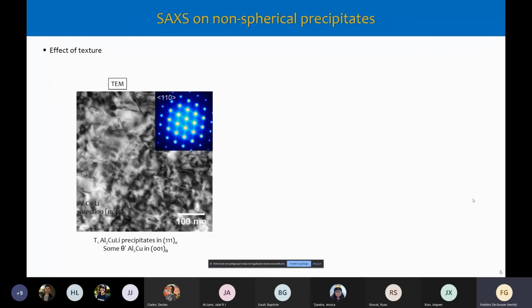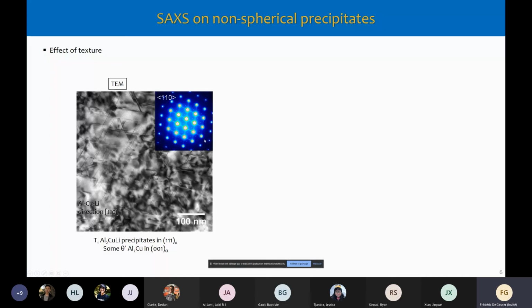But first, a word on what it means to do SACs on non-spherical precipitates. So here we have these TEM images of our samples, and we have these very thin lines, the T1s we've been discussing. So these are the T1s, and they're in the 111 planes of aluminum. We also have theta primes, and theta primes are also plates. It's another type of metastable precipitate, and they are in the other diagonal direction. So there are actually 2 types of precipitates in this image.